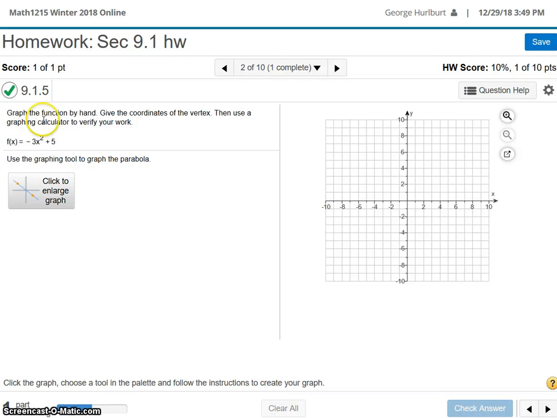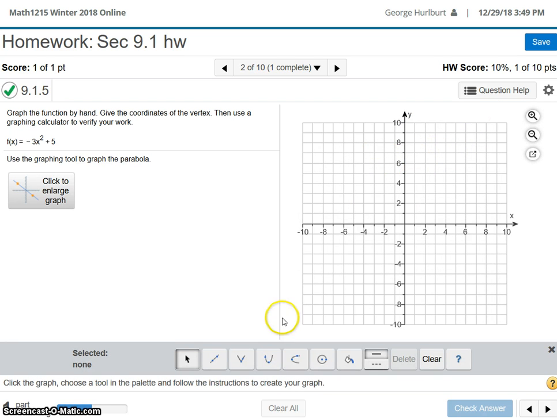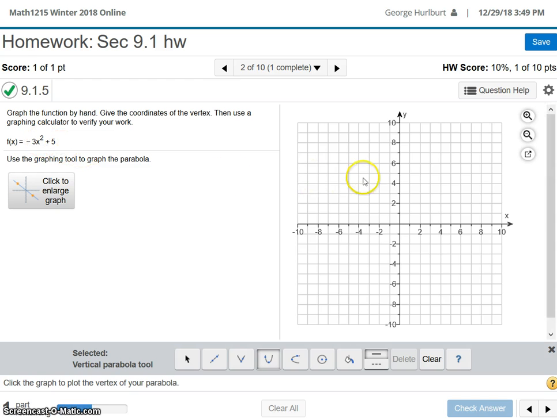All right, so this problem asked me to graph the function by hand and give the coordinates of the vertex. So I'd come over here. This is a parabola, so I'm going to click the parabola button. I notice that the vertex is shifted up 5 because of that plus 5, but there's no left or right movement. So I go to 0, 5.